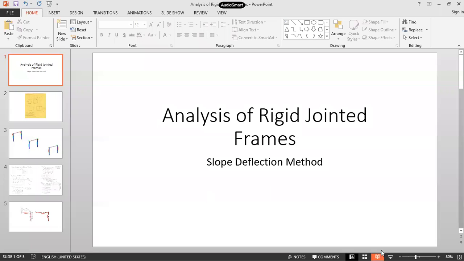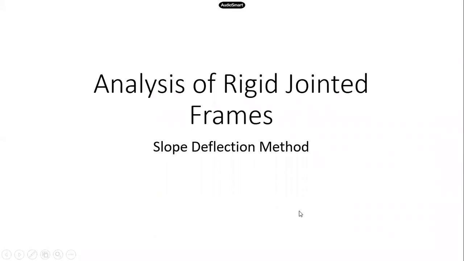In the case of frames, we normally have two different types of frames based on the joint condition, that is, whether the joints are rigid or the joints are hinged or pinned. Here we'll be dealing with the rigid jointed frames. What do we mean by rigid jointed frames? Can anyone try to tell me what is a rigid jointed frame?